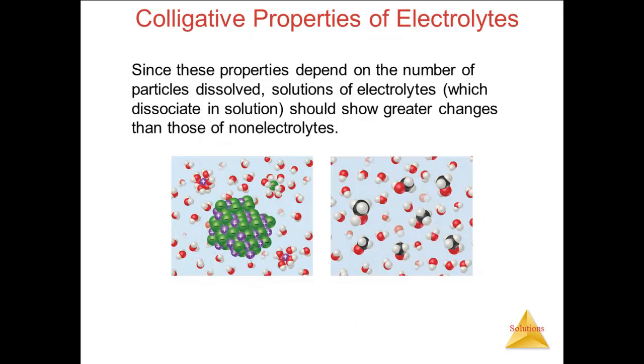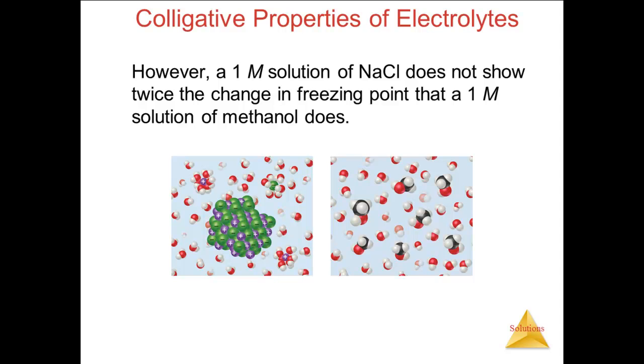When an electrolyte, like an ionic solid, dissolves in water, the compound breaks into ions. The colligative properties depend on the number of independent particles present, so solutions of electrolytes should show greater changes than the solutions of non-electrolytes. In fact, they do. But a 1 molar solution of sodium chloride, which breaks into 2 ions, does not show twice the effect of a 1 molar solution of methanol, for example.